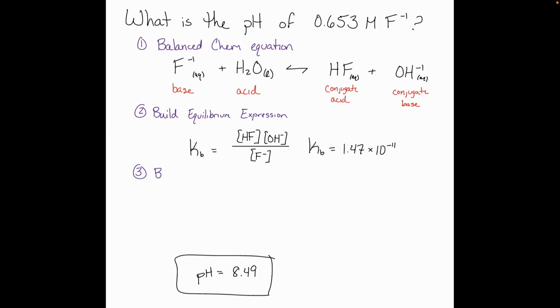So you'll again build the ice table. Combine steps 2 and 3 and solve. Again, you have to be careful because the x value that you get at the end is actually the hydroxide ion concentration. So you'll use that auto ionization relationship in order to get the pOH here. Why does that seem so low?